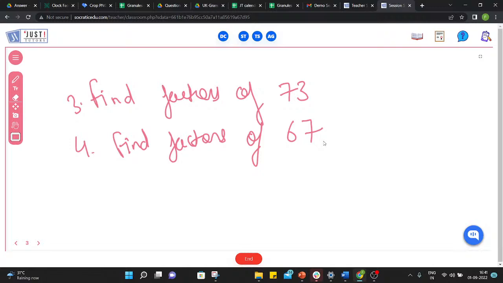But when it comes to finding the factors of a number, we have to divide that number. We have to first think by which number we should divide it, by which number it is completely divisible. So that means finding the factors of a number is a bit tricky.